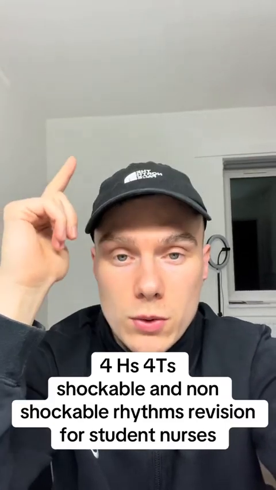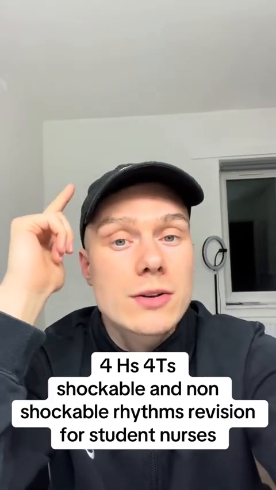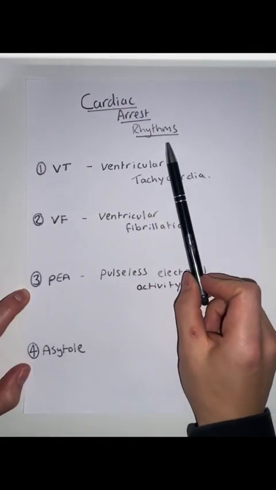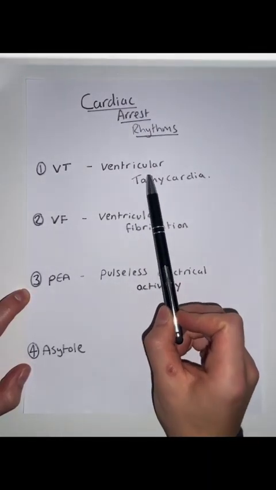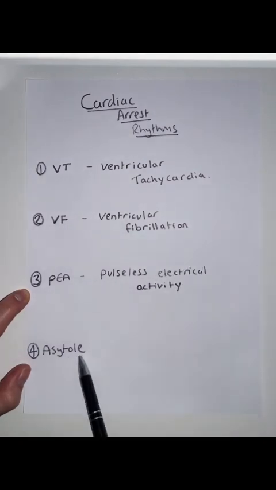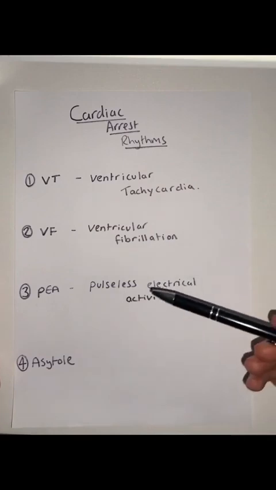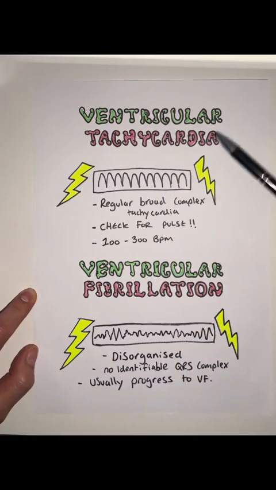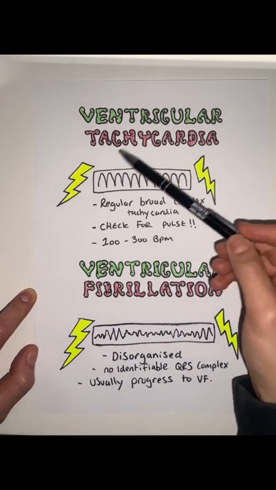Let's go through the 4 H's and 4 T's, shockable and non-shockable rhythms in a cardiac arrest in 3 minutes. There are 4 cardiac arrest rhythms which you'll probably come across: ventricular tachycardia, ventricular fibrillation, pulseless electrical activity, asystole. You'll probably hear someone say, is it a shockable rhythm? So let's get into what that means.